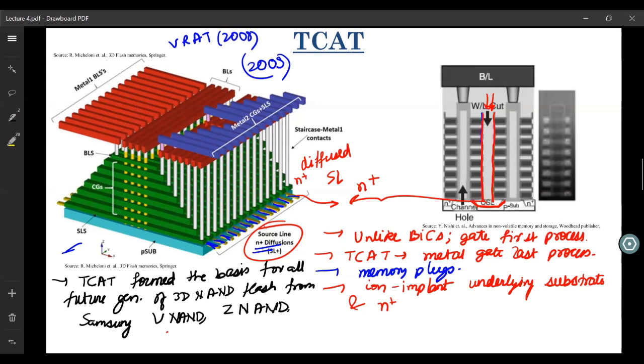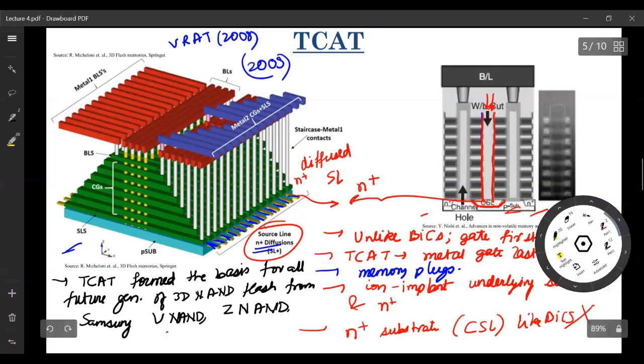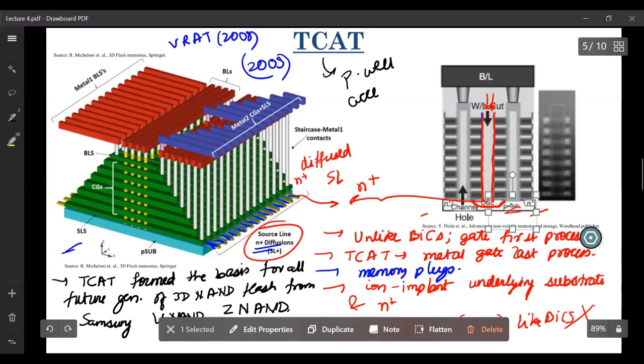And since this source line is not a very large metal plate, its series resistance is low compared to PICS. However, if you look at this diagram, there is no N+ substrate where you would have your common source line like PICS. Instead you have the P well, which you can contact. So let me write it here: in TCAT, you have P well, you have access to P well.